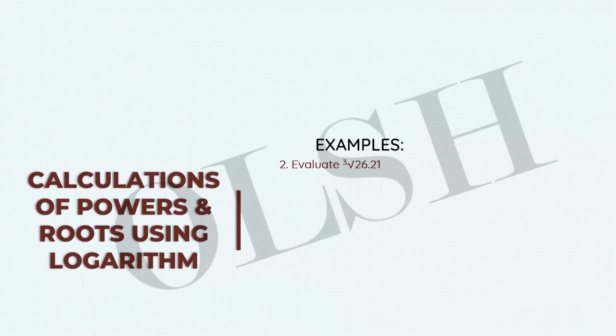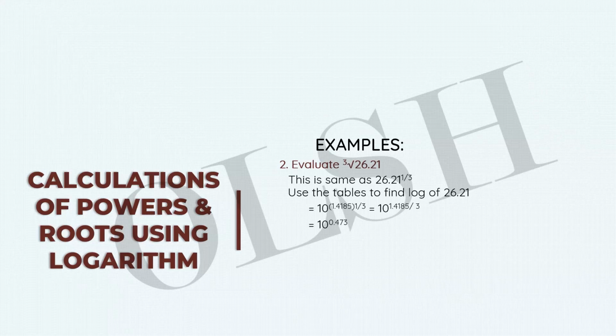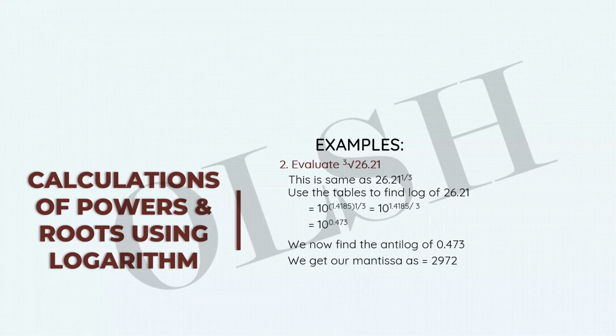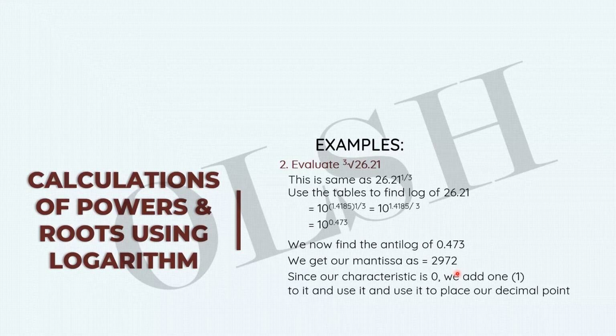Another example will be to evaluate the cube root of 26.21. So we go straight to find the log of 26.21. If we do that, of course, we'll get 10 raised to the power 0.473. We find the antilog of 0.473. We do that, we get our mantissa to be 2972. Since our characteristic is 0, we add 1 to it. So we'll be moving our decimal place 1 step to the right. So we'll have 2.972.